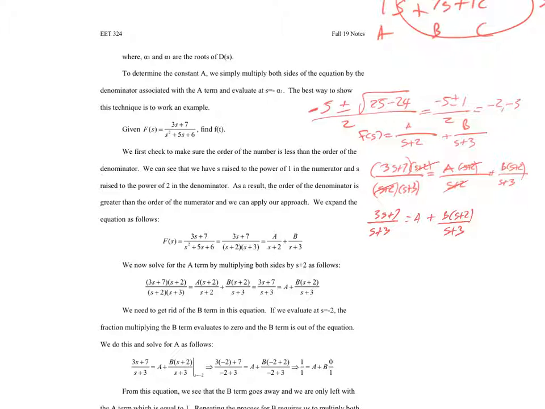I'd sure like to get rid of my b term. Is there a number that I can substitute for s that makes getting rid of b pretty simple? Negative 2. Yeah, if I evaluate this linear expression at minus 2, then the b term goes away, right? So a is going to be equal to 3 times negative 2 plus 7 over negative 2 plus 3. So I have 1 over 1. a is equal to 1.